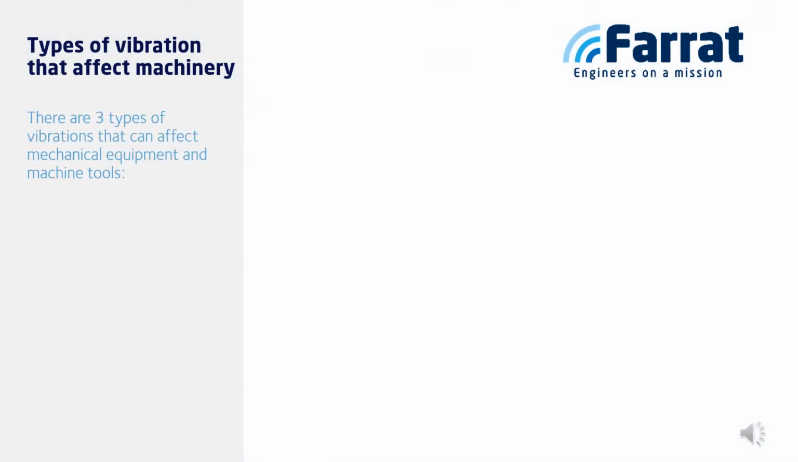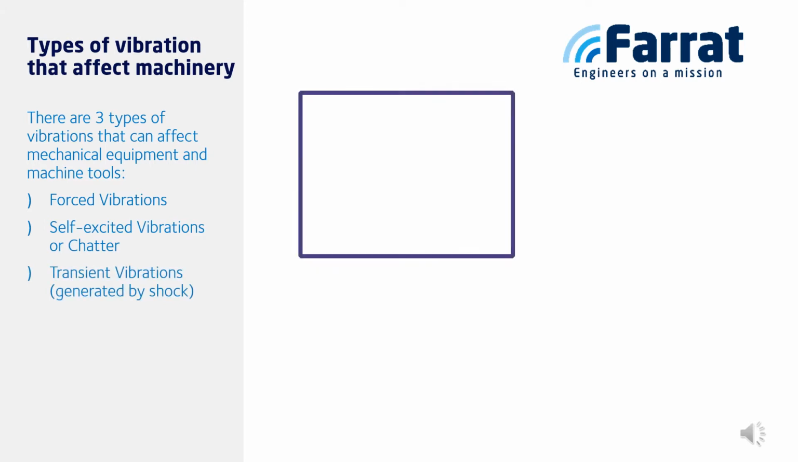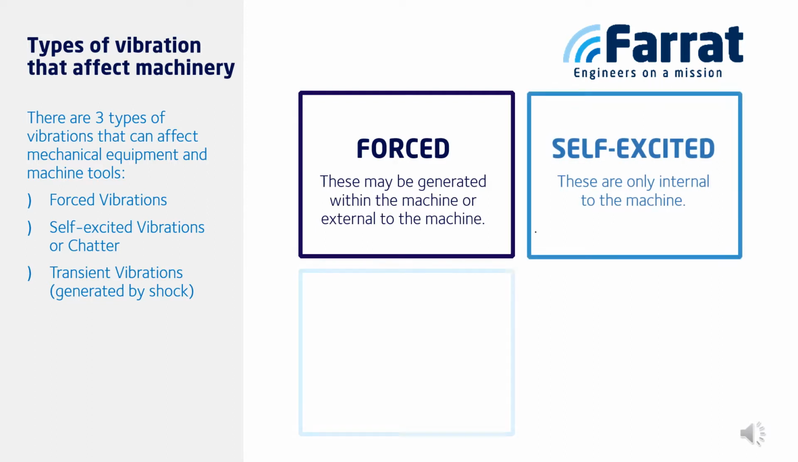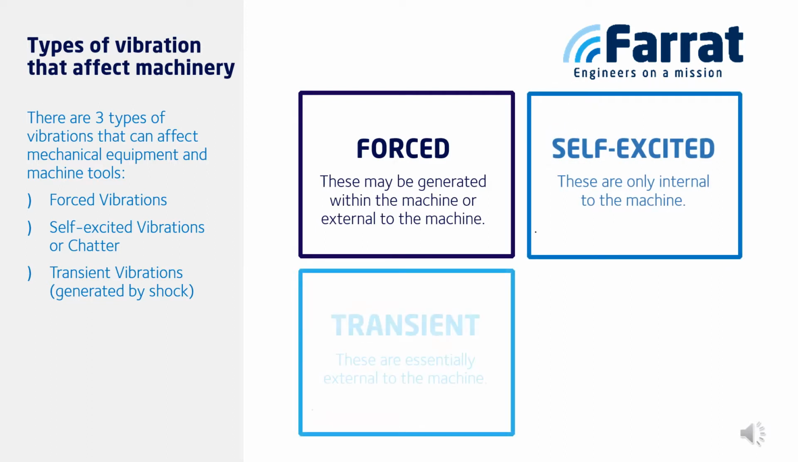There are three principal types of vibrations that can affect mechanical equipment and machine tools: force vibrations, self-excited vibrations or chatter, and transient vibrations, which are generated by shock. Force vibrations can be generated within the machine or external to the machine, whereas self-excited vibrations are only internal to the machine, and transient vibrations are only external to the machine.